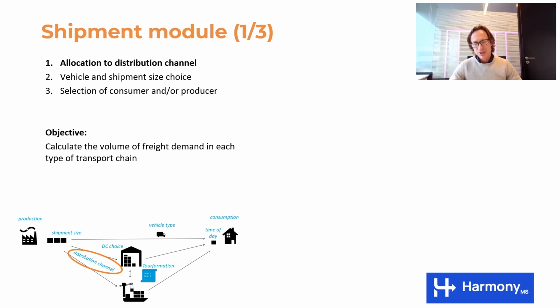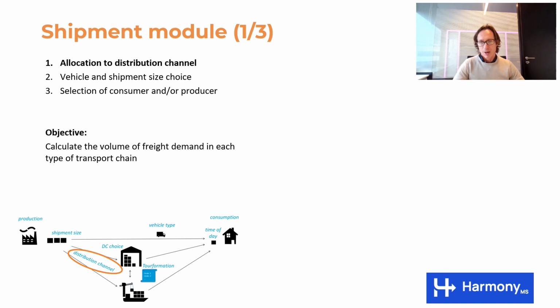Now, let's discuss briefly those individual steps in the shipment module. The first step is the allocation to distribution channels. What this step does is calculate the total volume of freight that goes direct or that goes indirectly, either through transshipment terminals or distribution centers to consumers, or from a producer to these transshipment terminals or distribution centers.